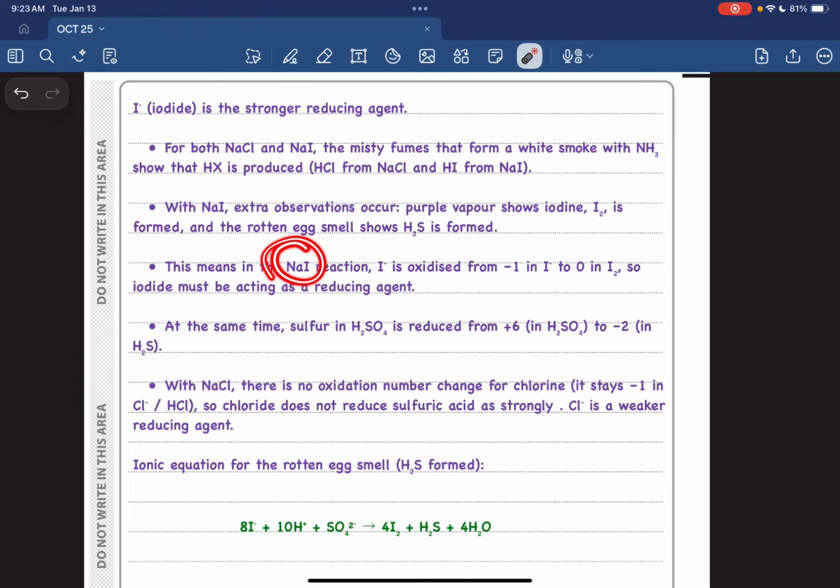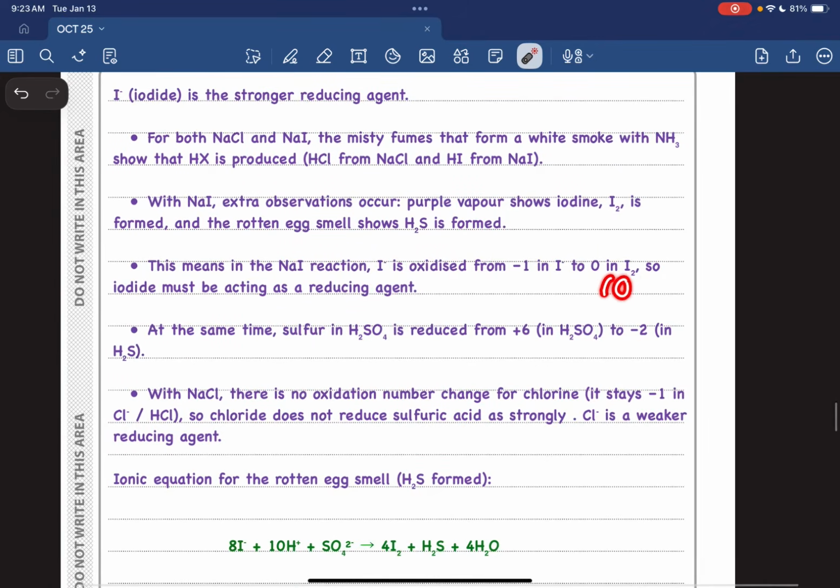This means that in the NaI reaction, iodide is oxidized from -1 in iodide to 0 in iodine. Why 0 in iodine? Because it is a neutral element, and since iodine is being formed, the oxidation state of iodine is going to be 0. So it changes from -1 to 0. It basically is losing an electron to something else. So iodide must be acting as a reducing agent.